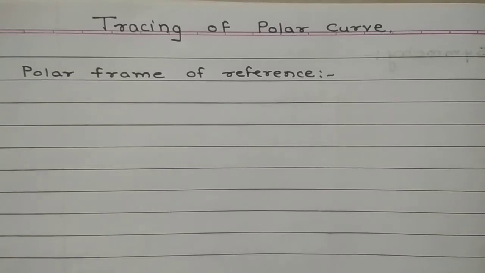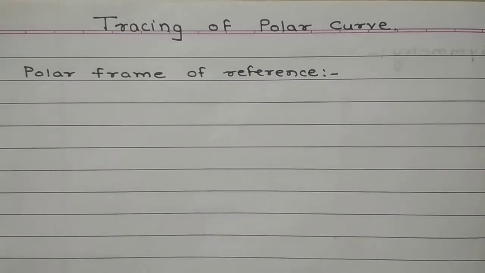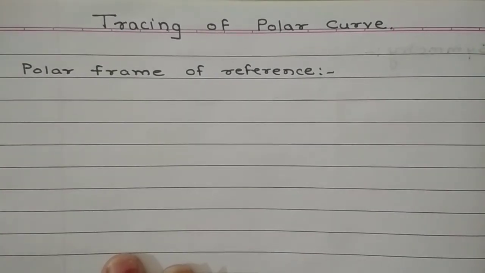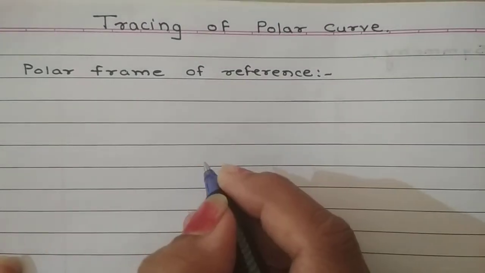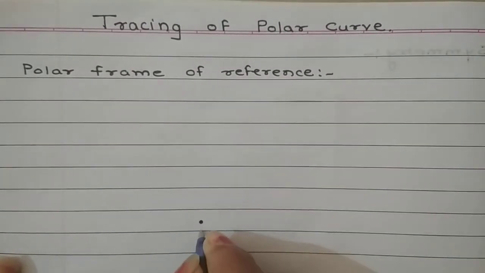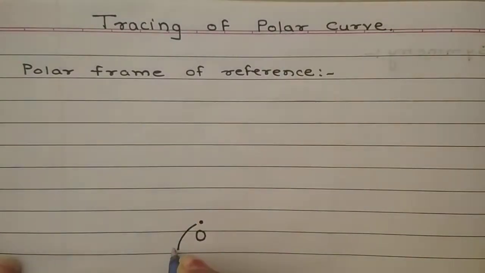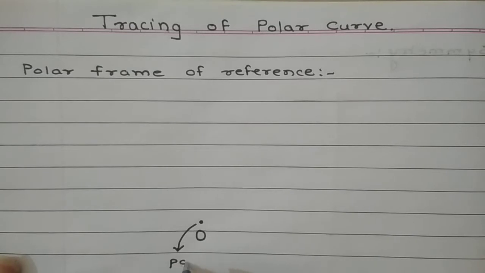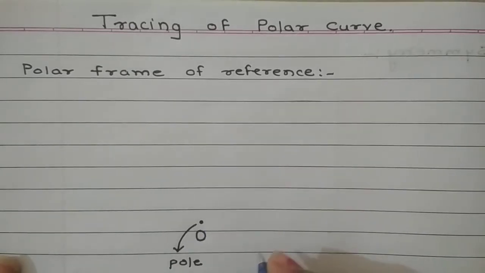Hello everybody. In today's lecture, we will discuss tracing of polar curves. First, we discuss the polar frame of reference. The system of reference consists of a fixed point. We denote that point by the letter O and we call it the pole.